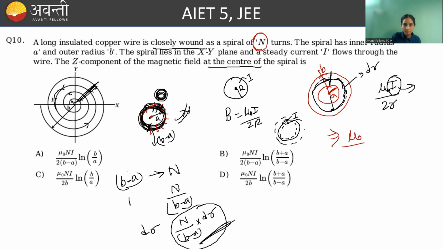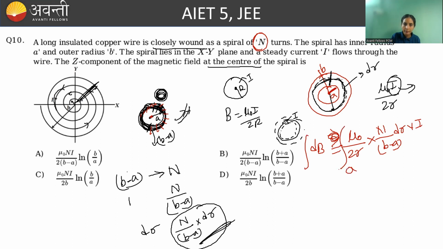Now solve it. Mu naught by 2R, and what will you write for I? The number of turns contained, that is N by B minus A dr, into I. Take the constants outside. So this is equal to the small magnetic field dB. To calculate the whole magnetic field, we need to integrate. So you integrate.